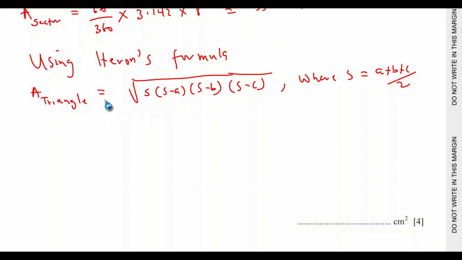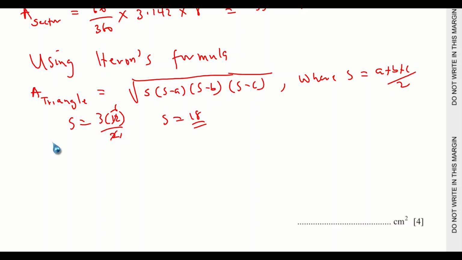Okay, so each side is 12, so you have 3 times 12, or 12 plus 12 plus 12, over 2. Okay, 2 into 12 is 6, so 3 times 6 will be 18. So s equals 18 centimeters.